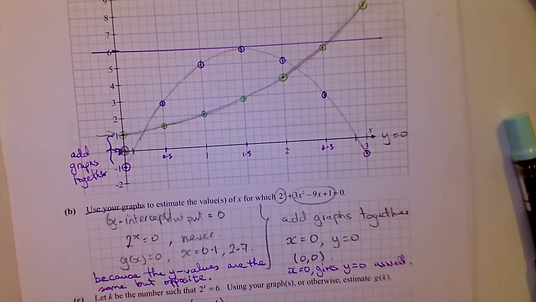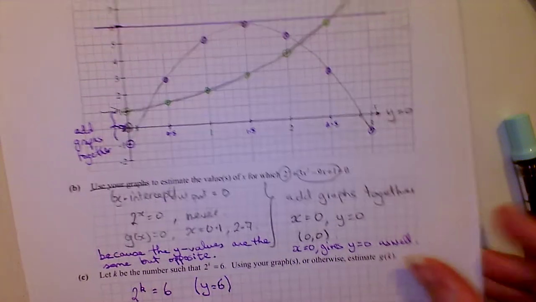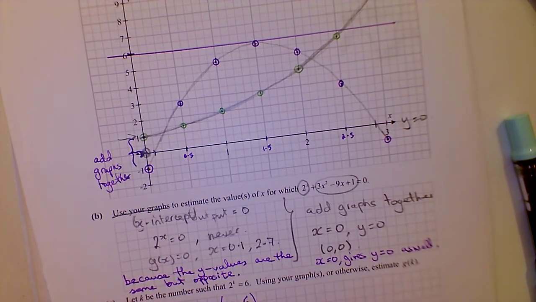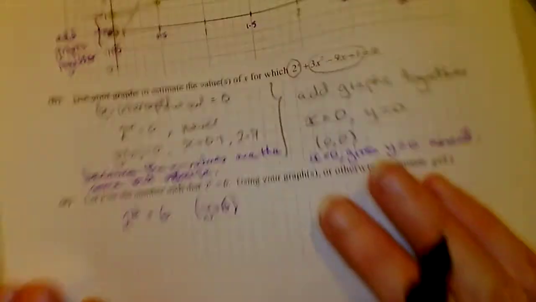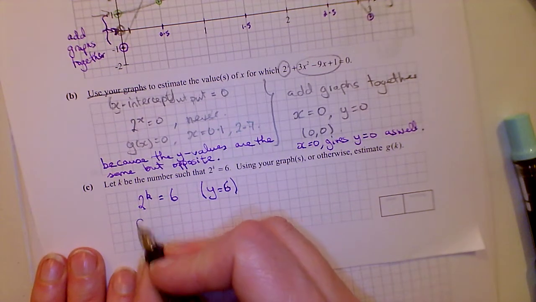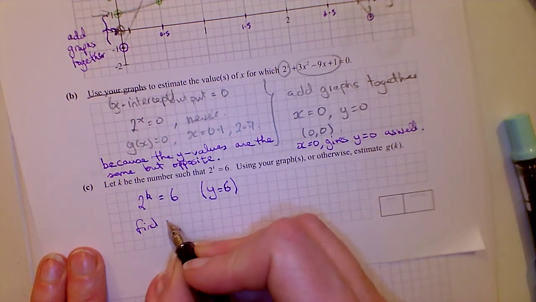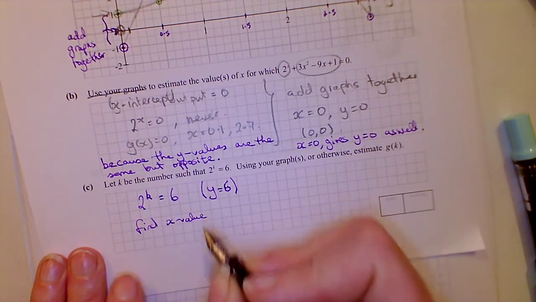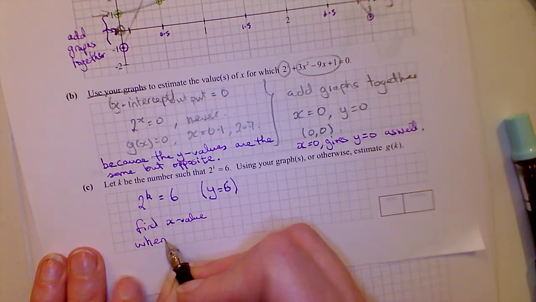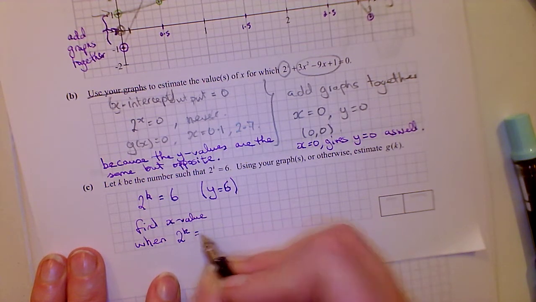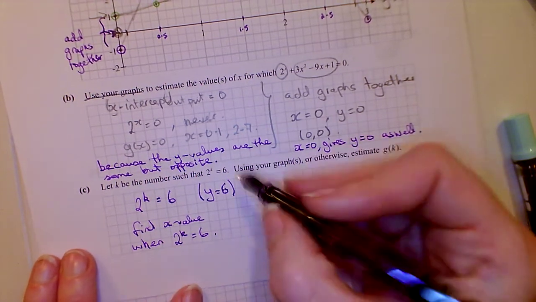So first of all, I need to find k. Okay, so what am I talking about there? They want me to find the x value when 2 to the power of k is equal to 6. They want me to find k.